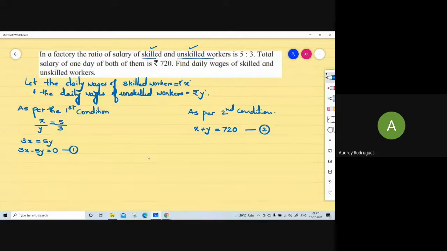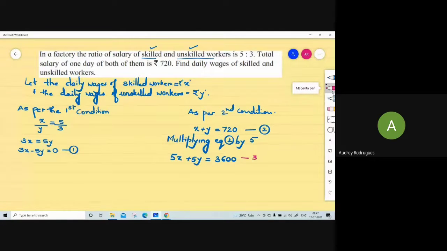So in the second equation we will make one variable the same. So what we can do is multiply equation 2 by 5. You just check whether you have written it similarly. 5x plus 5y is equal to 3600. So we have got the two equations. Now this is your new equation number 3.